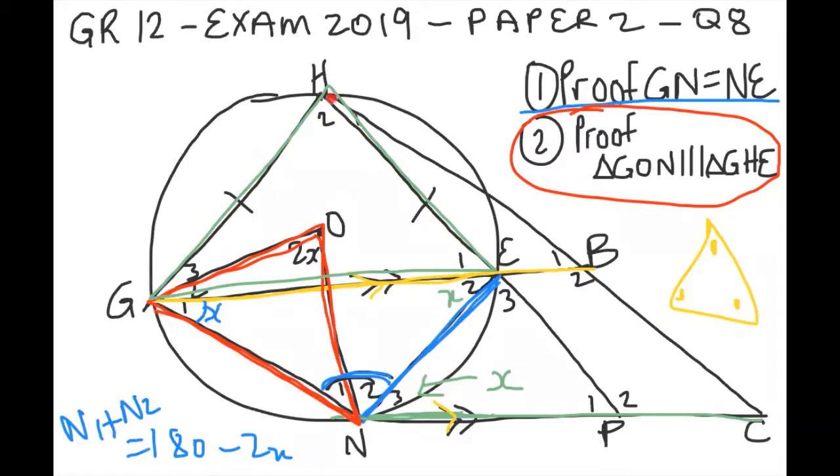Now, if you look at the bigger quad, then H2 and the whole angle N1 plus N2 are opposite, and one of the rules is the two opposites equal 180. So that means H2 plus N1 plus N2 will equal 180. So let's just see what it means if we write it down. I'm just going to keep it here.